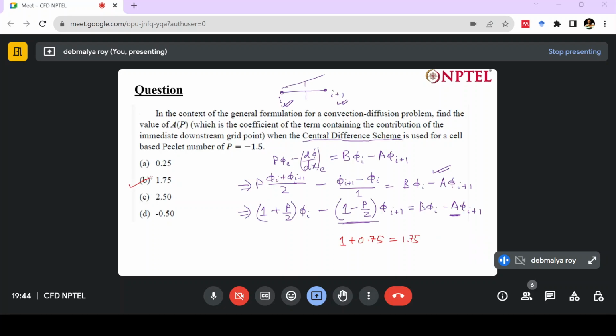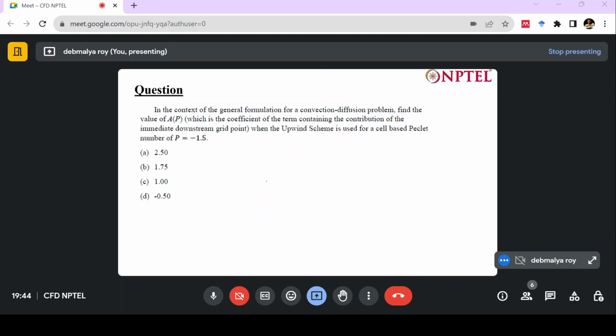So here we have used the central difference for which term? For this particular term we have used central difference. We have given same importance to both of the terms. So next we have exactly the same question. Our P value is also the same, but we have to use the upwind scheme.